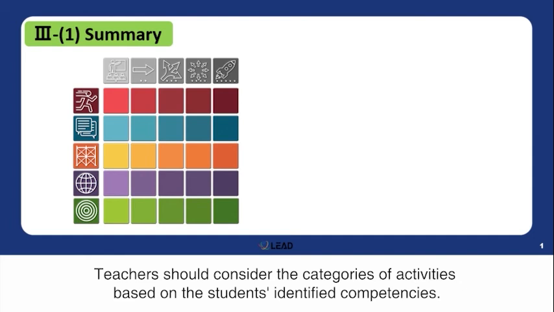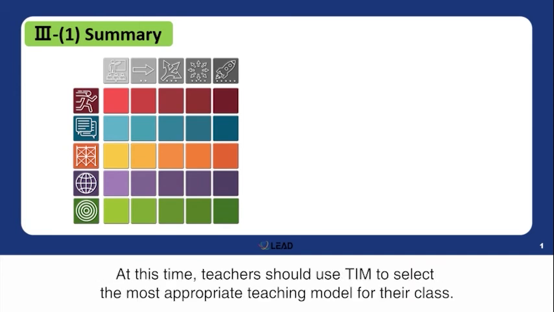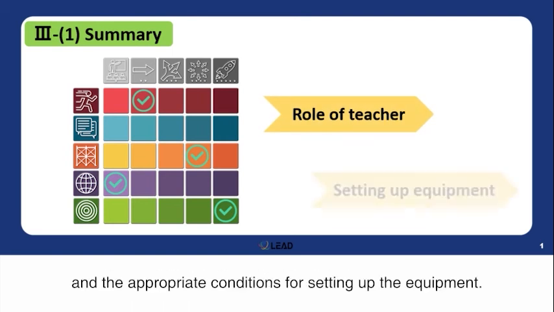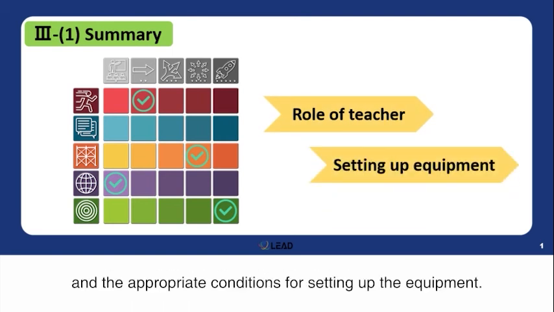Teachers should consider the categories of activities based on the students' identified competences. At this time, teachers should use TIM to select the most appropriate teaching model for their class. If you find a suitable type in the matrix, you will be able to figure out the role of teacher and the appropriate conditions for setting up the equipment.